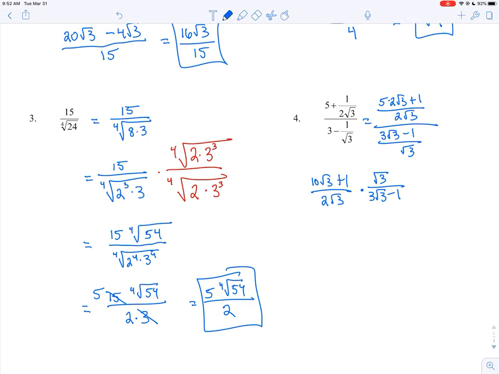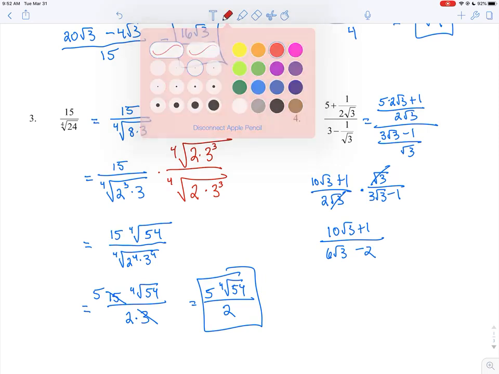At this point, I can simplify a little bit. I can cross out these rad 3's. Right? So now when I multiply through, I've got 10 rad 3 plus 1 over, the 2 is going to distribute through. So we're going to have 6 rad 3 minus 2. All right, at this point, we have a radical in our denominator, but we also have a binomial. So this is where we need to multiply by the conjugate, right?